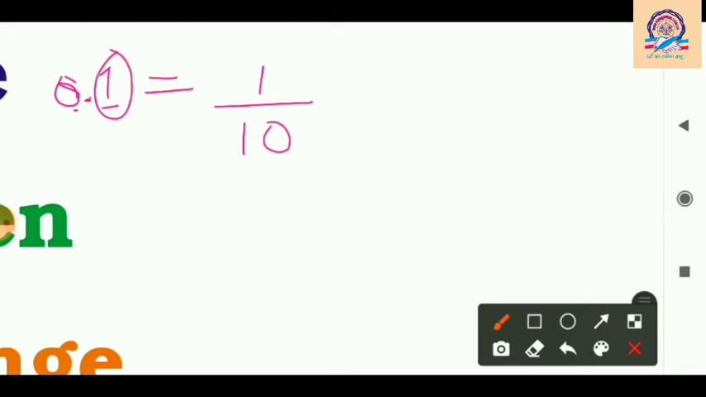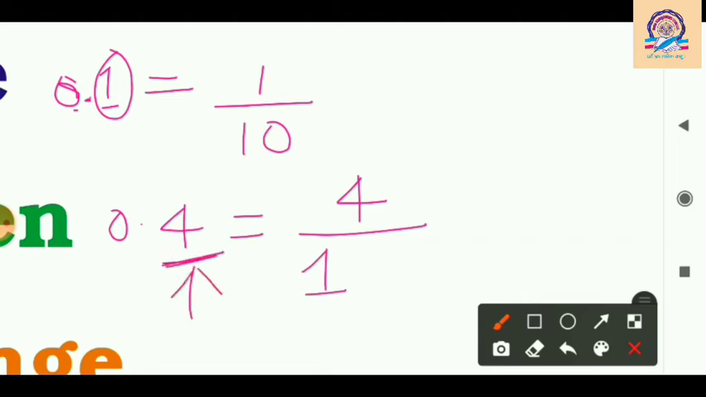Similarly, let's take another one, 0.4. First write 4 in the numerator place, then take a division line, and on the bottom, in the place of the denominator, for the decimal point always put 1, and count the digits which are after the decimal point. Here we have only one digit, that is 4, so put only one 0. Clear? In this way you can convert decimal numbers into fractions.